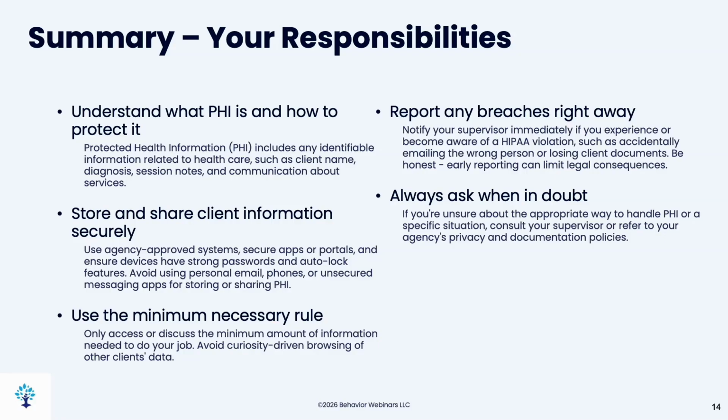Report your breaches right away to your supervisor. Get through that process. It's hard to do. Most of the time, if you approach it honestly and it was a real mistake, most families will forgive you and you will be able to move on and learn from it. Always ask when in doubt. If you're unsure, consult your supervisor. Refer to your agency's privacy policies.